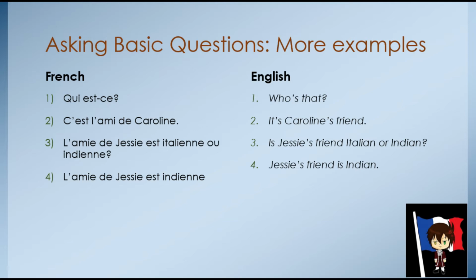Take note, yung pagbasa ko ng IN, yung Indian, sa French, that will be indien. On. Yung IN basa doon, on, pag simula yung I, mostly. Last example, we have Jesse's friend is Indian. L'ami de Jesse est indien.